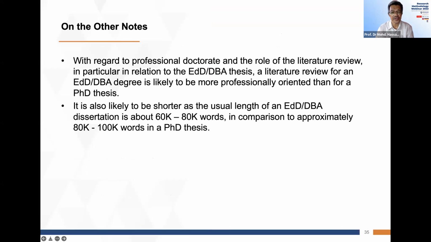On other notes, with regard to professional doctorate and the role of literature review, in particular in relation to education doctorate or DBA thesis, a literature review for education doctorate and DBA degrees is to be more professionally oriented than for a PhD thesis, right?